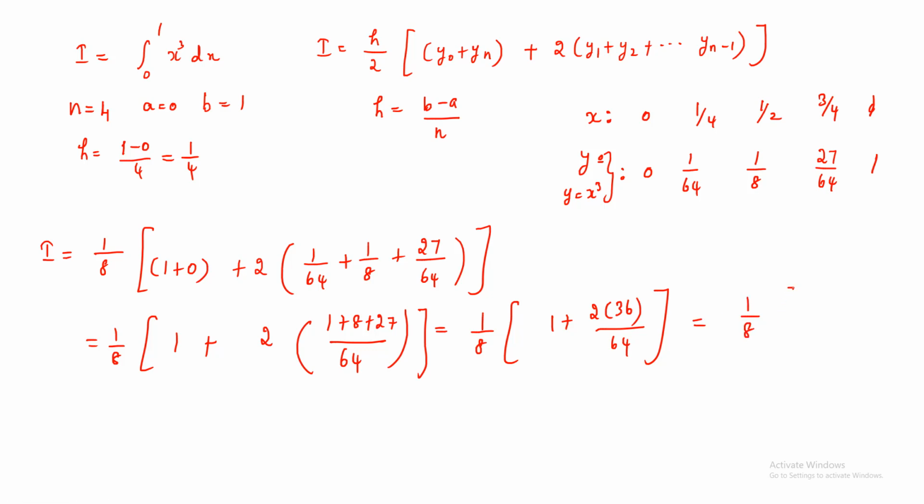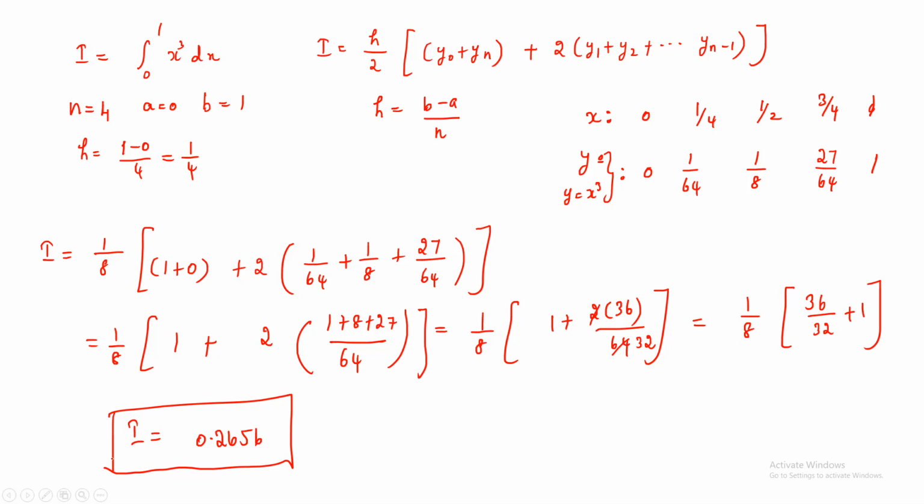One by 8, so this will get cancelled by 32, and then we'll have (36 plus 32 plus 1). If you just try to calculate this value, our value will be 0.2656. This would be our final answer.